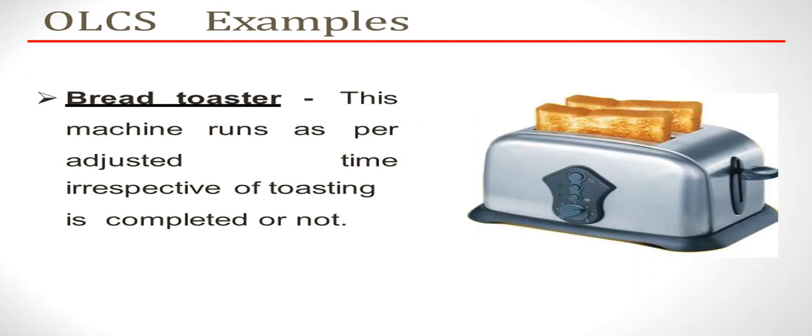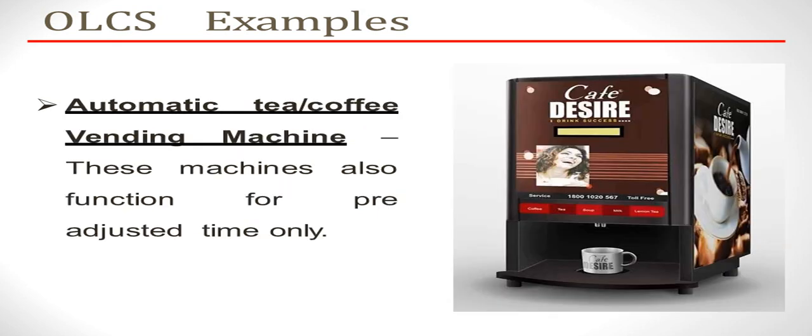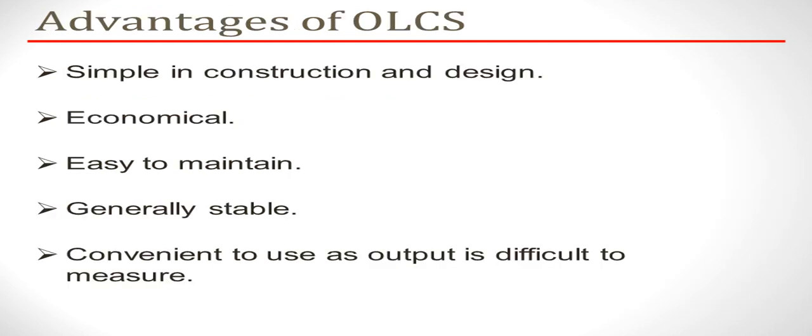Bread toaster. It also runs as per the adjusted time irrespective of whether toasting is completed or not. Here feedback is not given as to whether toasting is completed or not. It runs according to just the time set. So it is again open loop control system. Automatic tea coffee vending machine, so these machines are also functioning according to the pre-adjusted time. Again, open loop control system.